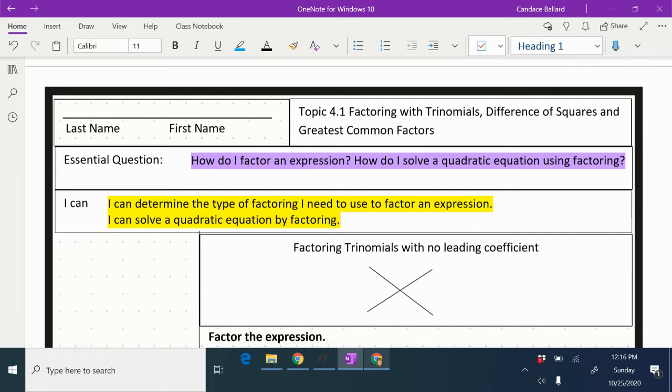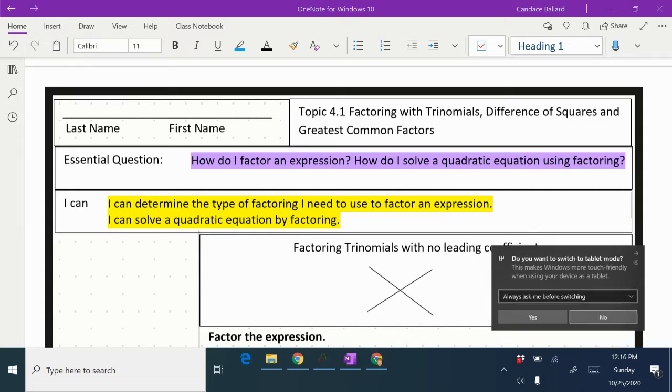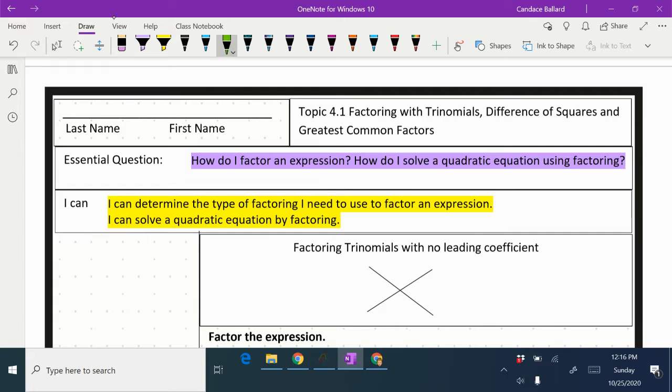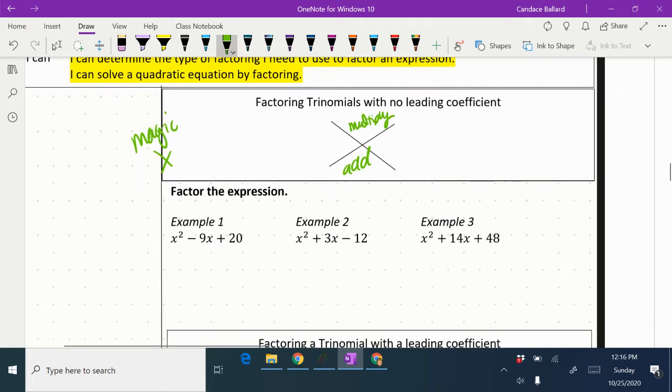So we're going to start with a pattern that we use to help us factor trinomials with no leading coefficient. So you may have seen this before. You probably did somewhere along the lines, maybe in Algebra 1, but not all teachers call it the same thing. So what I call this is the magic X. And there's not really a whole lot of magic to it. A magic X means whatever goes up here, we'll multiply to this number and add to this number. So that's how we're going to use this tool to help us factor our trinomials.